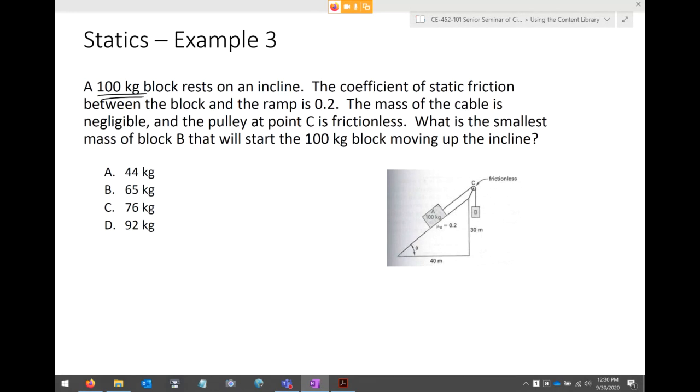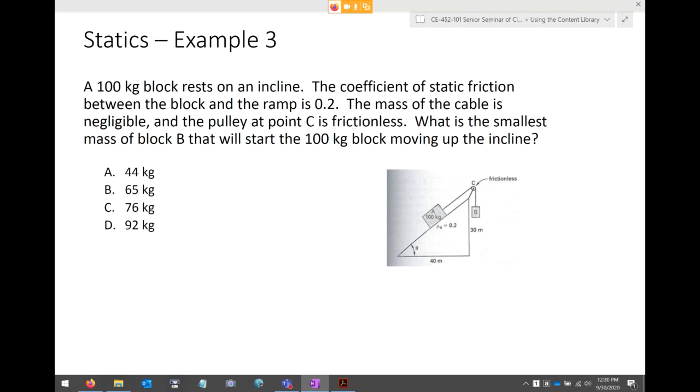Statics is the study of forces. So you're going to need to convert that to a force. So, force equals mass, or weight equals mass times gravity. But we'll handle that here in a second. The coefficient of static friction between the block and the ramp is 0.2. The mass of the cable is negligible. The pulley is frictionless, so that's not a big deal. What is the smallest mass of block B that will start the 100-kilogram block moving up the incline?